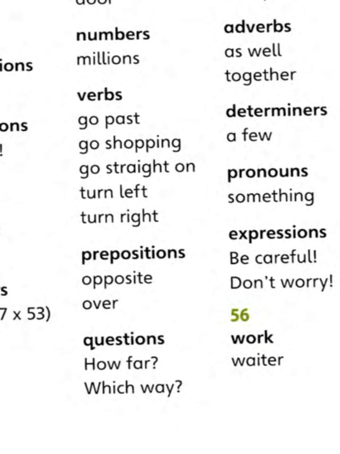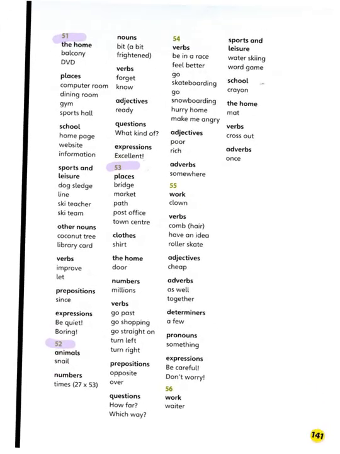Millions, millones. Go past, seguirse de largo. Go shopping, ir de compras. Go straight on, vete todo derecho sobre. Turn left, gira a la izquierda. Turn right, gira a la derecha. Opposite, enfrente de. Over, por encima. How far? ¿Qué tan lejos? Which way? ¿Por dónde?